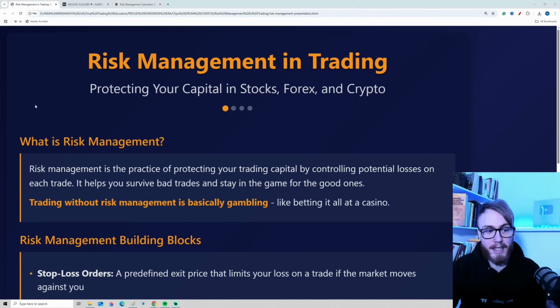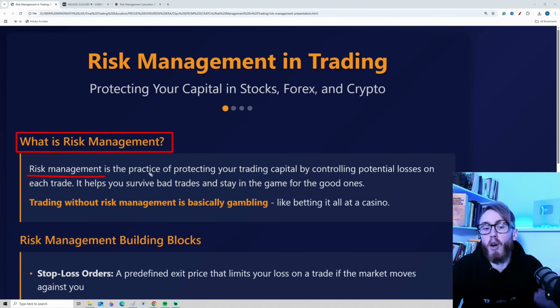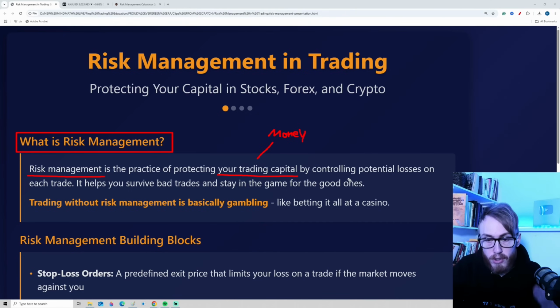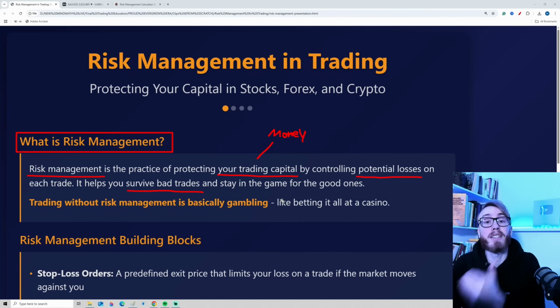But all right, so let's begin here by answering the very important question: what is risk management? Well, risk management is basically the practice of protecting your trading capital. This is basically just a fancy term for saying protecting your money. And we basically do that by controlling our potential losses on each trade. And this helps us survive bad trades and stay in the game for the good trades.